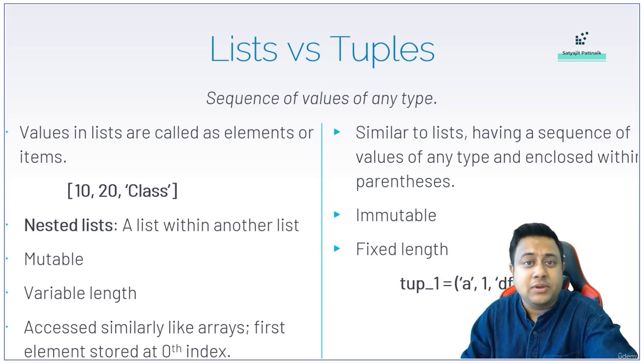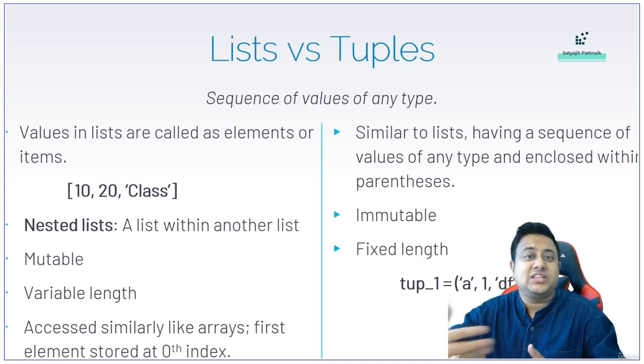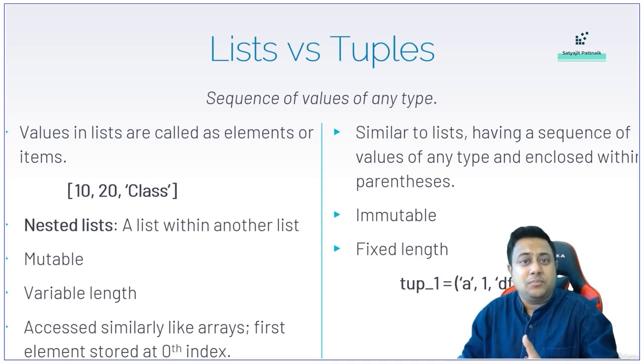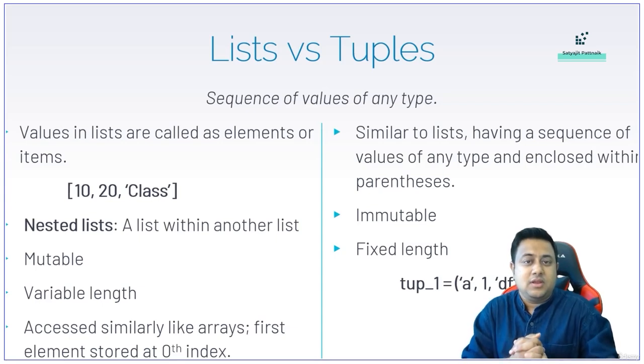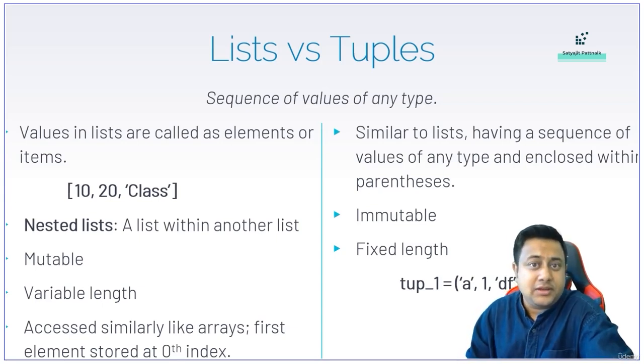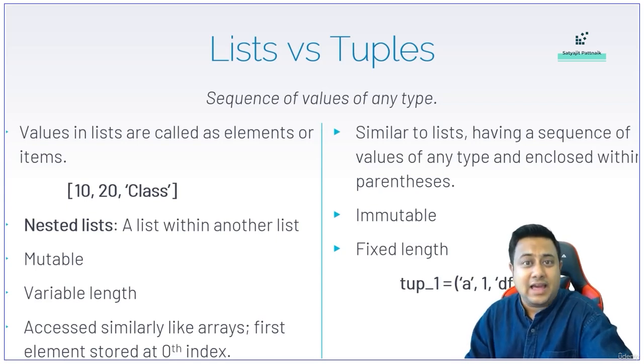Lists are mutable in nature. Mutable basically means you can access the elements and change them. And immutable means you can access the elements but you cannot change them. So lists are mutable in nature and tuples are immutable in nature. Variable length, accessed similarly like arrays, first element stored at 0th index.